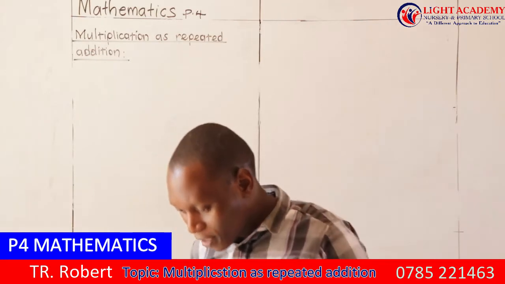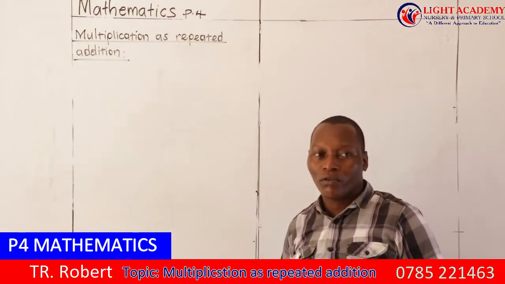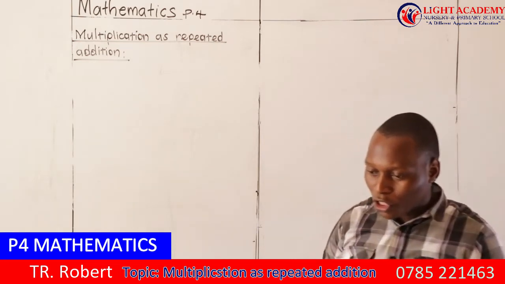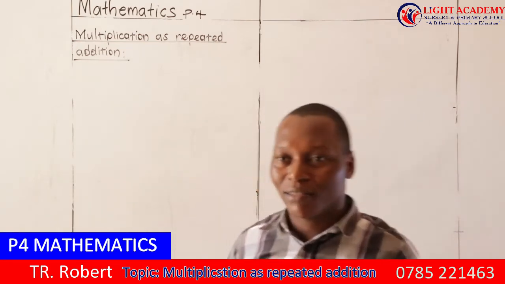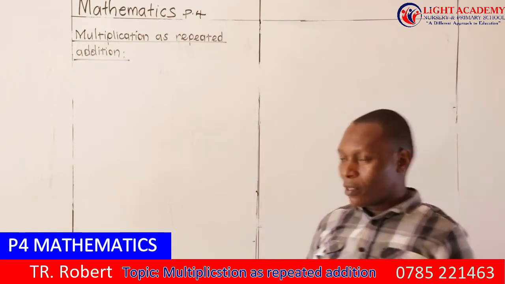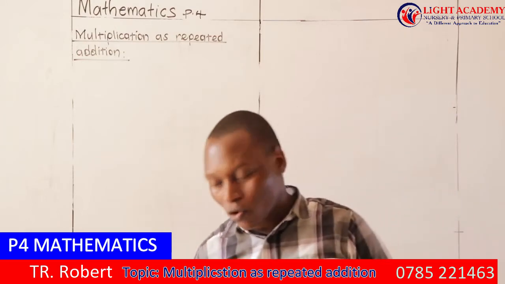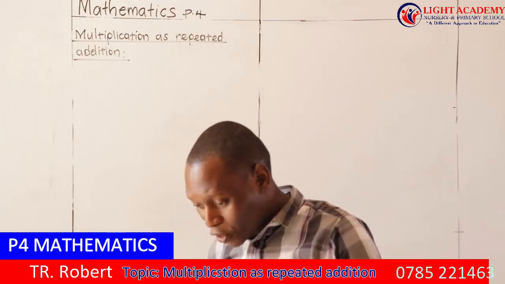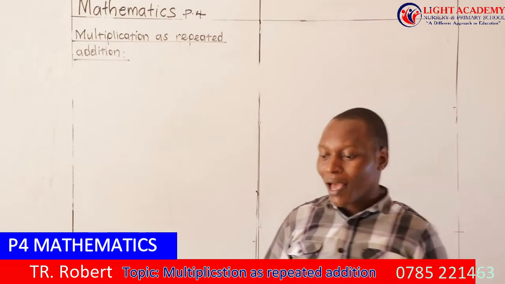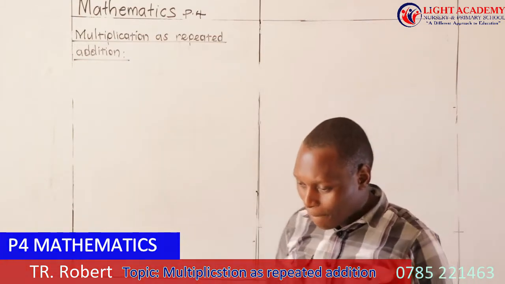So in the previous session, we looked at the multiplication of numbers, right? But we want to continue with this multiplication of numbers by using a certain form. We talked about multiplication as being related to addition, okay? So in this session, we're expecting to look at multiplication as a repeated addition, just as it has been written here.